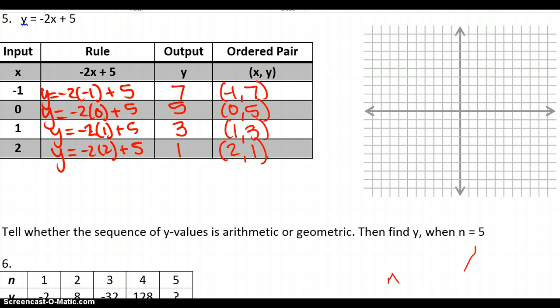I'm going to graph it. (-1, 7), (0, 5), (1, 3), and (2, 1). That doesn't look right. This should be 1, 2, 3, 4, 5, 1, 2, 3. And we're going to just make a line.